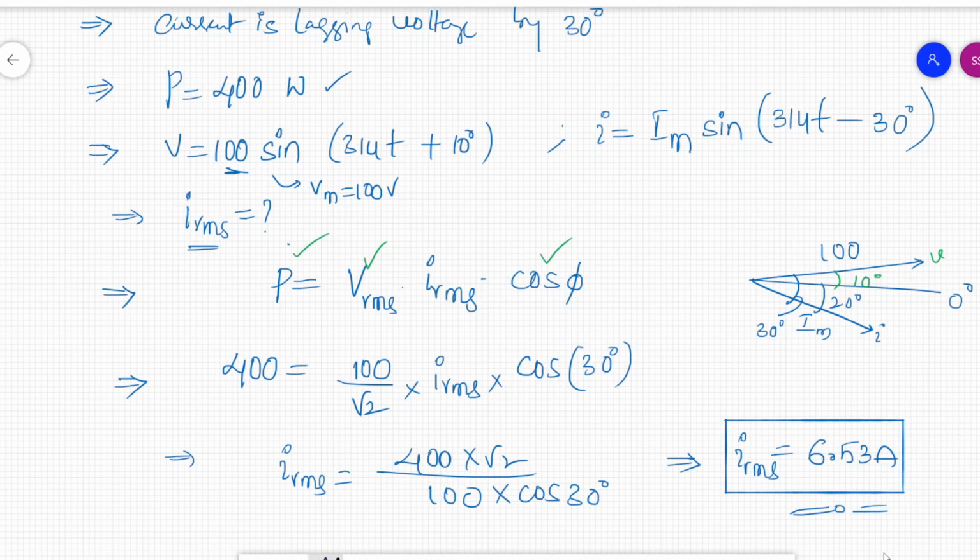So this is how the power and current relations work for AC circuits, and I'm going to give you a few questions as an assignment so that it will be clear to you.